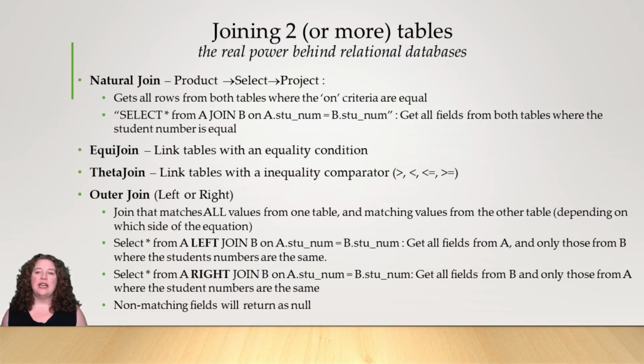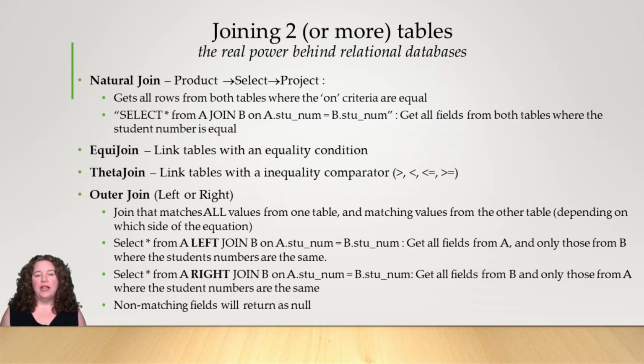So we can say SELECT star FROM A with a LEFT JOIN and then B, and being able to do A student number is equal to B student number, and you will get all of the fields from A and only those fields from B where those matches occur. In the location of those fields in B where there are no matches, you'll just get null values. So it'll just say null in there.